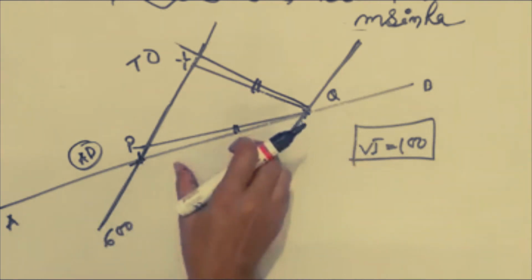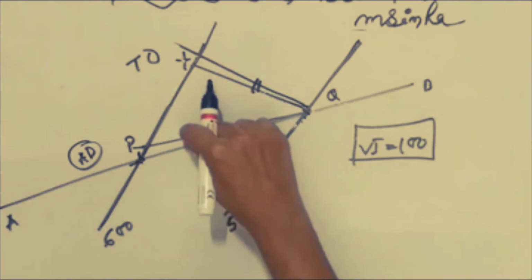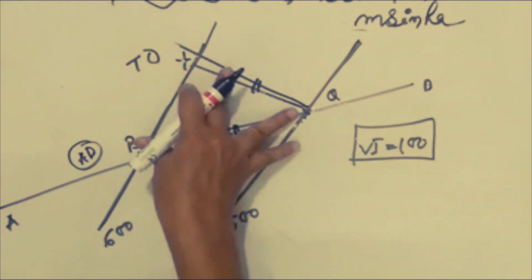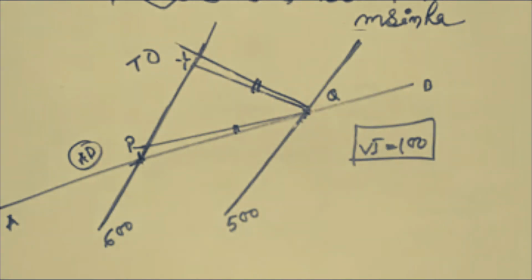This is the apparent thickness, and this thickness is apparent thickness. This dip is apparent dip. This thickness is true thickness. This dip is true dip. Okay, this is the amount of dip.